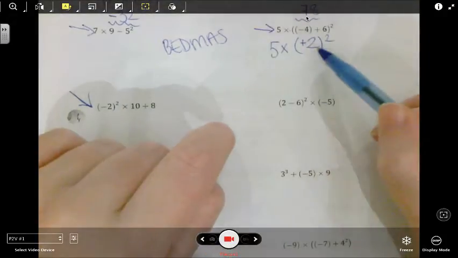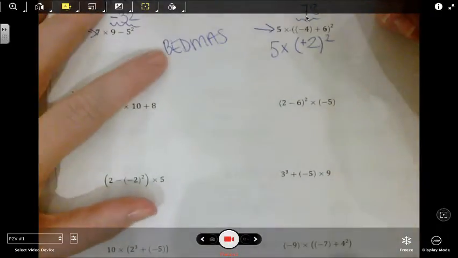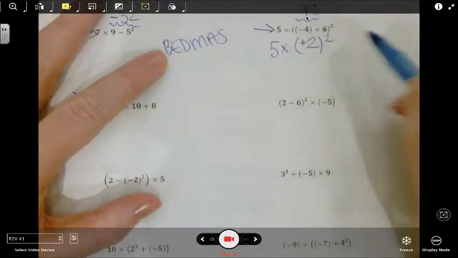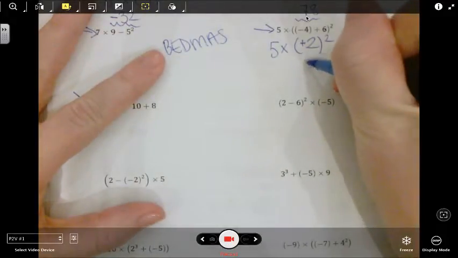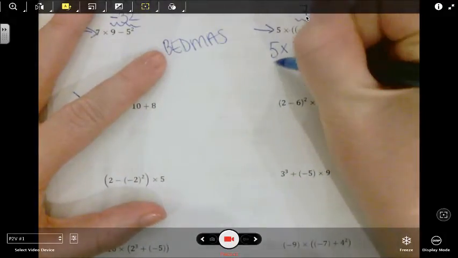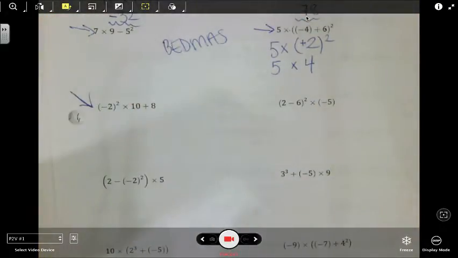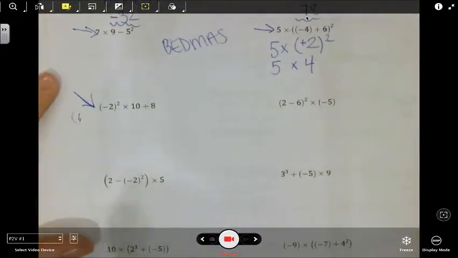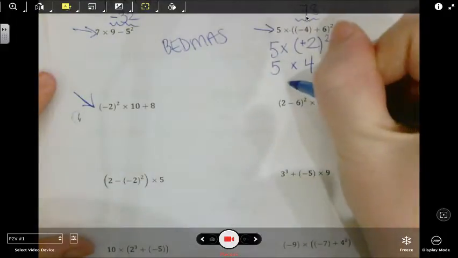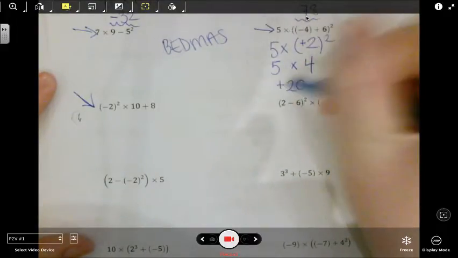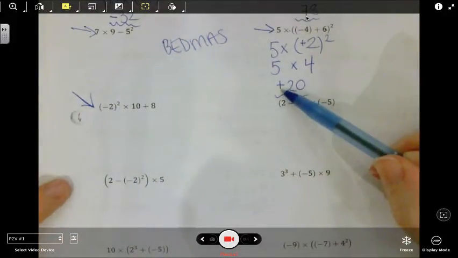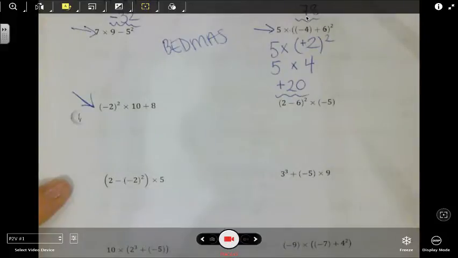So I've now done my brackets. My next thing is exponents. It was +2, so 2 squared is 2 times 2, which is 4. And I bring down my 5. Now I've done brackets and exponents, and all I'm left with for this question is multiplication. So 5 times 4, they're both positive, so that would just be +20. And that's your answer. You don't have to write the plus sign when the answers are positive, but don't forget to write it when the answer is negative.